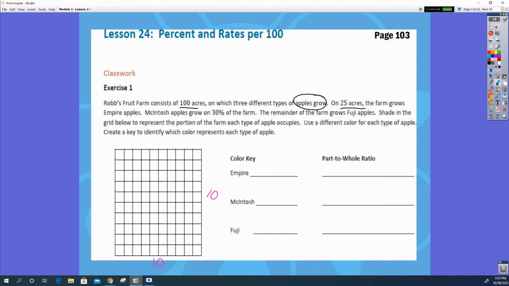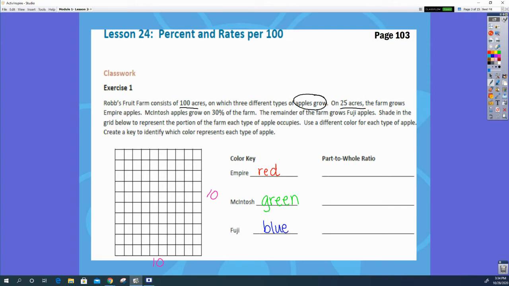Okay, so right now we have Empire, and I'm going to say that my Empire is red. I'm going to make those red. Well, if I can get it, I will make it red. There we go. Okay, all of my Macintosh, I'm going to make green. And my Fuji apples, I will make blue. So there's my key, okay?